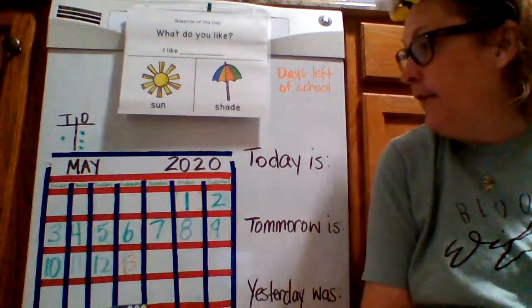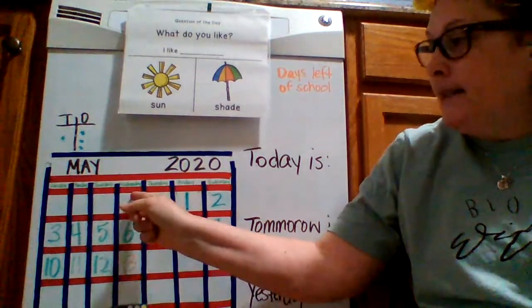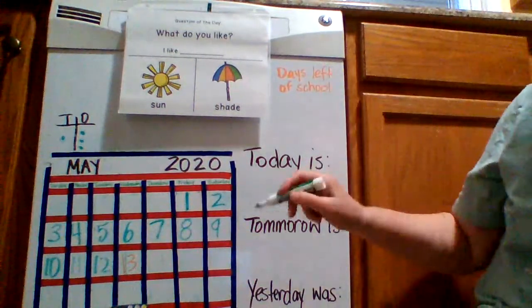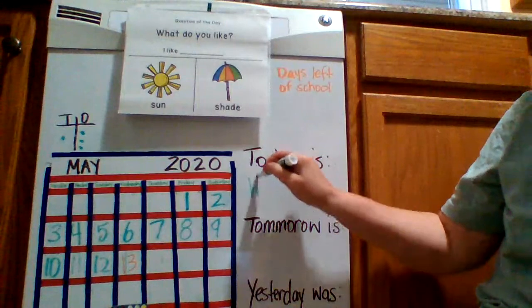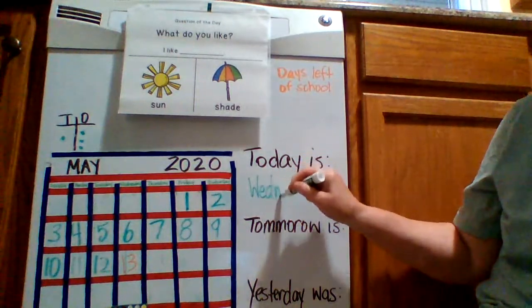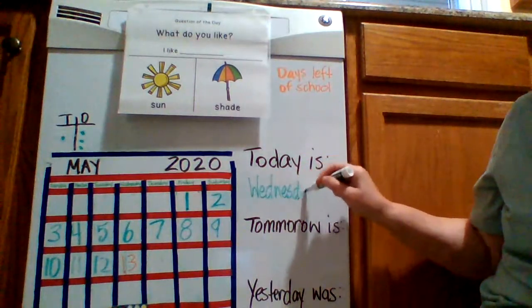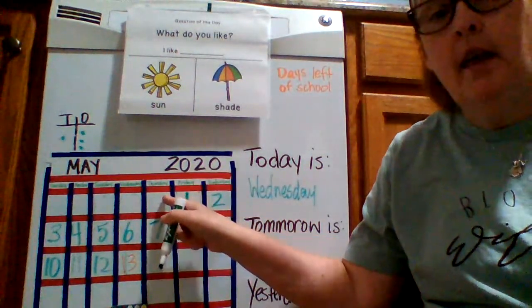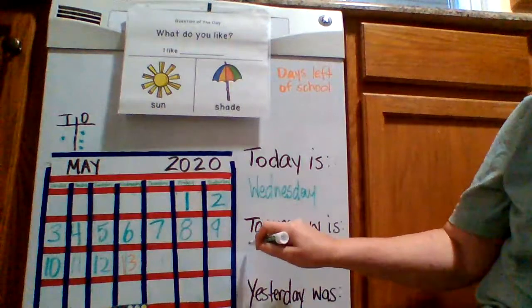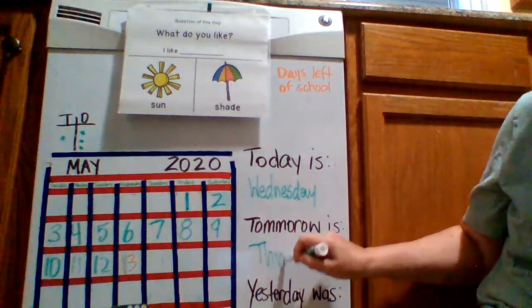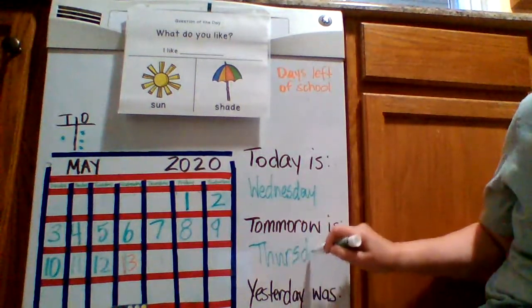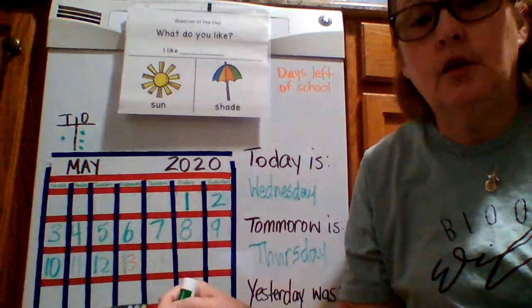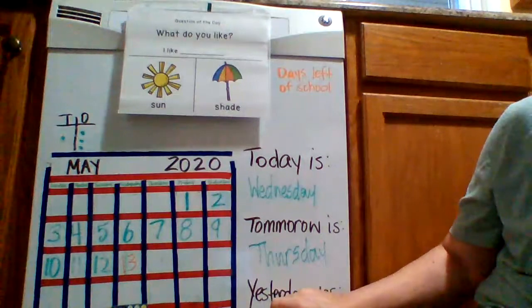Good, everybody. We said today was Wednesday, right? Today is Wednesday. Tomorrow is Thursday. And yesterday was Tuesday. Good job.